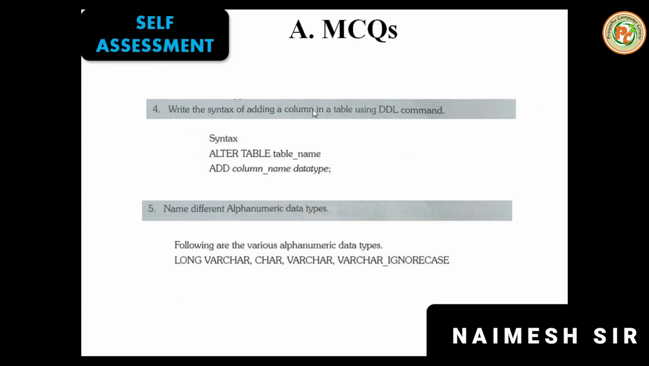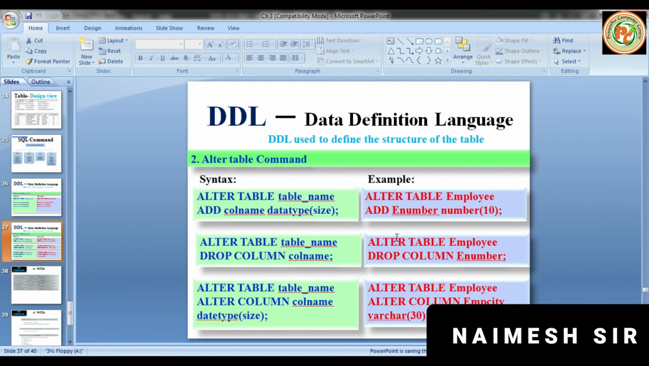Write the syntax of adding a column in a table using the DDL command. The syntax: alter table, table name, then add will be the keyword, and the column name, data type, and size. Name different alphanumeric data types: long varchar, character, varchar, varchar underscore ignorecase. So this is all about session number 2.